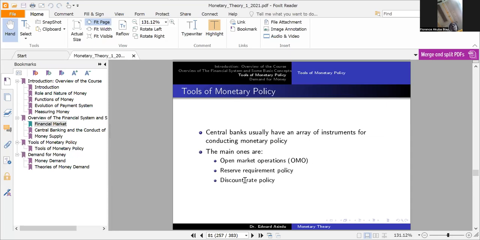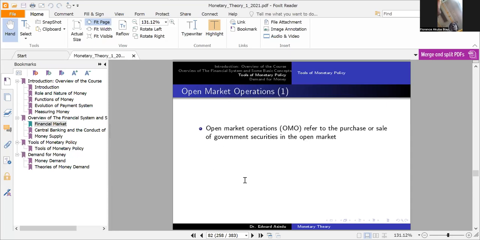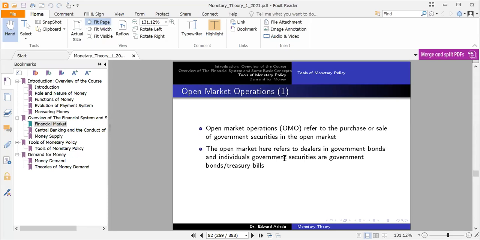Okay, so these are the tools. Open market operations. What is open market operation, OMO? Open market operations refers to the purchase or sale of government securities in the open market. So government can sell treasury bills. If government sells government bonds or T-bills, the open market here refers to dealers in government bonds and individual government securities, like government bonds and treasury bills.